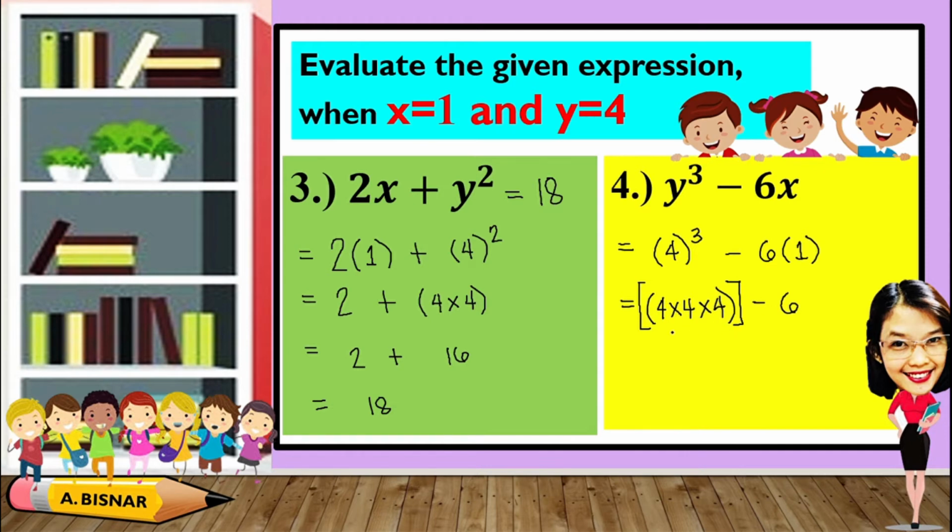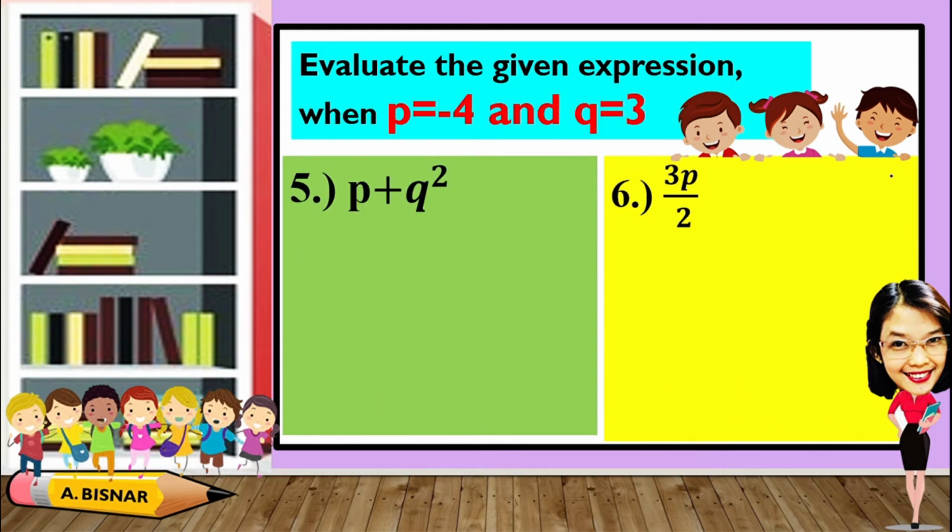So let us simplify first 4 cubed before we subtract 6. 4 times 4 is 16. But then again, we still have to multiply it by 4. And 16 times 4 is equivalent to, so we have 6 times 4, 24, carry 2, 4 times 1 plus 2, we have 64. And 64 minus 6 is equivalent to 58. Therefore, if we evaluate this, the answer will be 58.